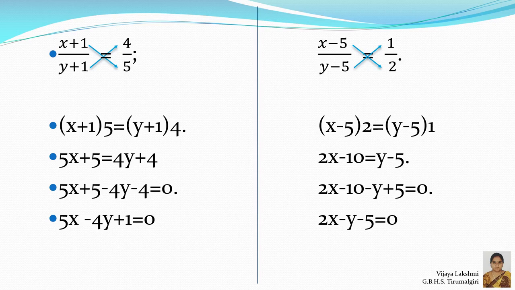Similarly, going for the cross multiplication of the second equation, x minus 5 into 2 is equal to y minus 5 into 1. So 2x minus 10 is equal to y minus 5, and bringing all the terms from the right hand side, we get 2x minus 10 minus y plus 5 equal to 0. So 2x minus y minus 5 equal to 0. So we have arrived at the two linear equations.